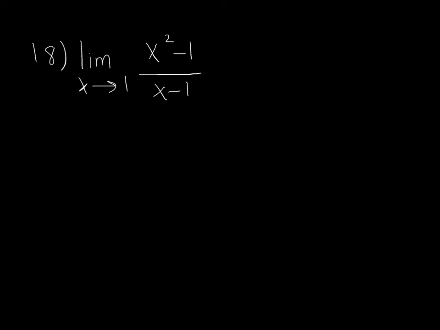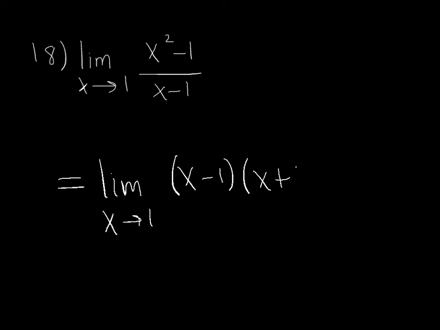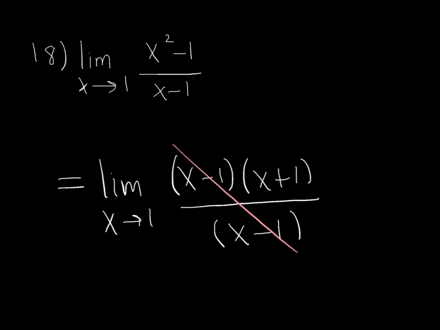And if you factor the numerator, you see that you have the limit as x approaches 1 of (x minus 1) times (x plus 1) over x minus 1. And you can see that these cancel, leaving us with the limit as x approaches 1 of x plus 1. So this is just a polynomial, meaning we can plug the value in, and we have our answer of 2.